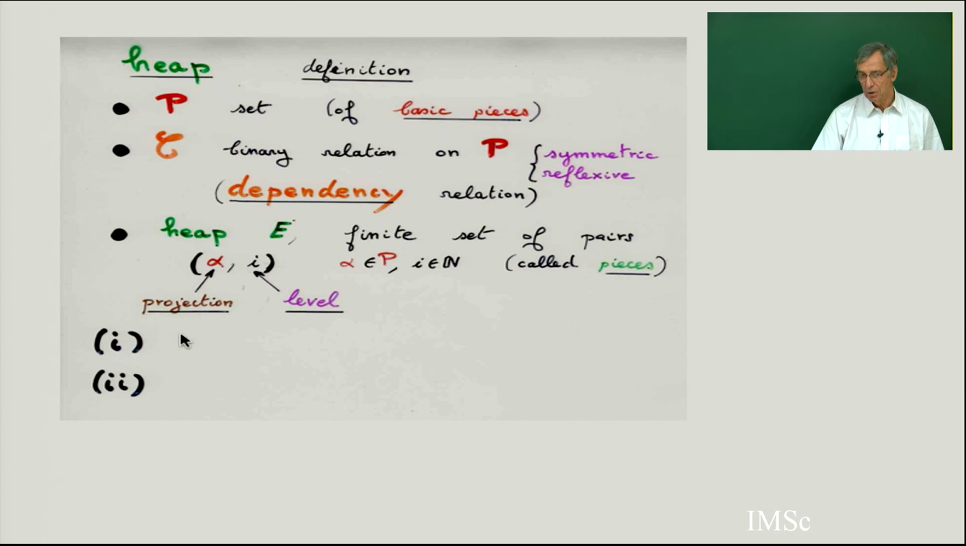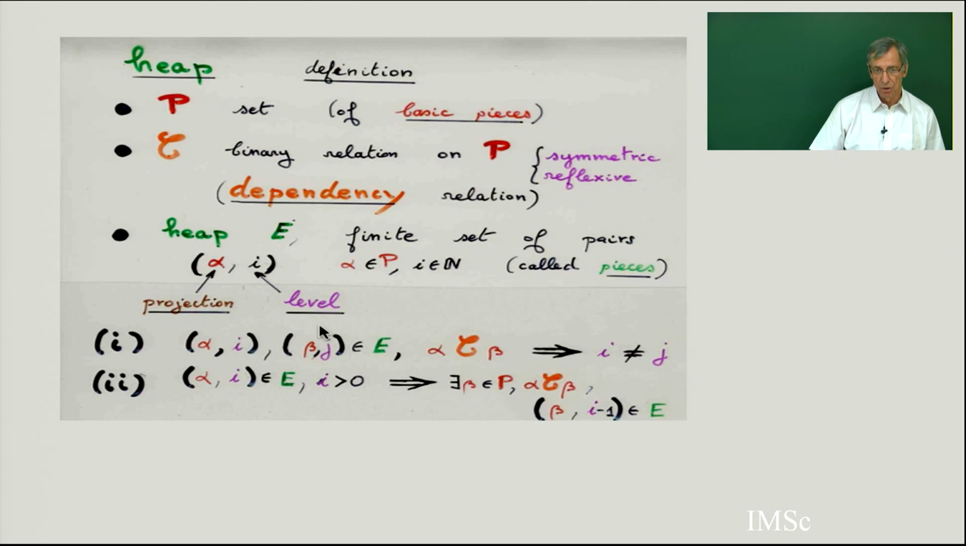And now the definition. There are two conditions, 1 and 2, which translate the intuitive idea of these heaps of pieces. So condition 1: if you have two elements of the heap, alpha_i and beta_j, such that the projections are related by the dependency relation, then i is different from j.